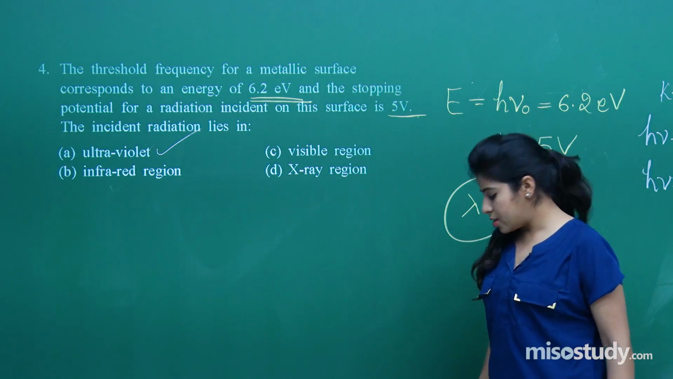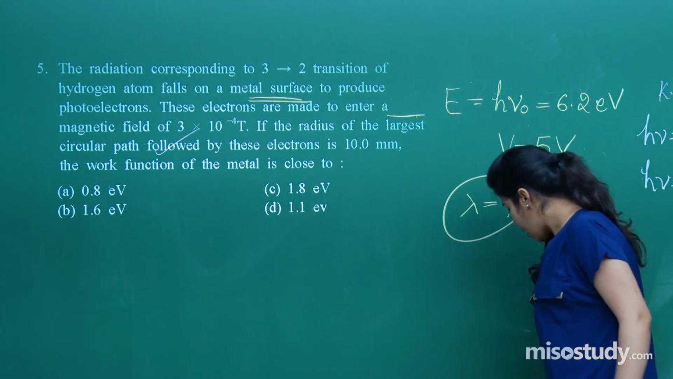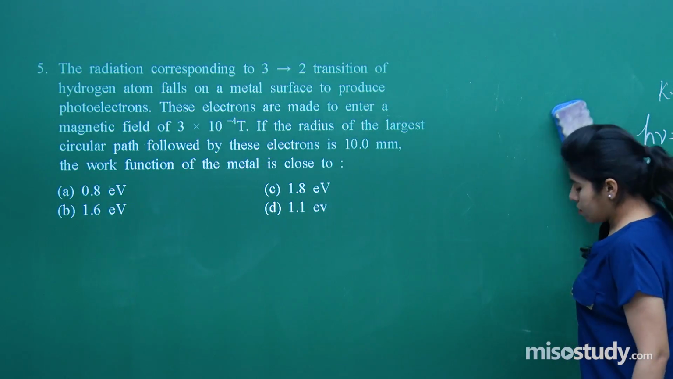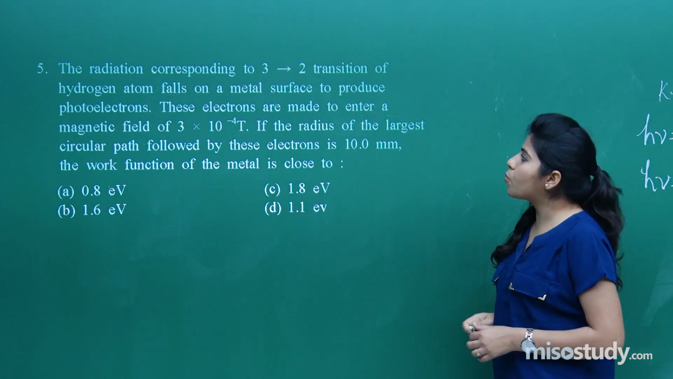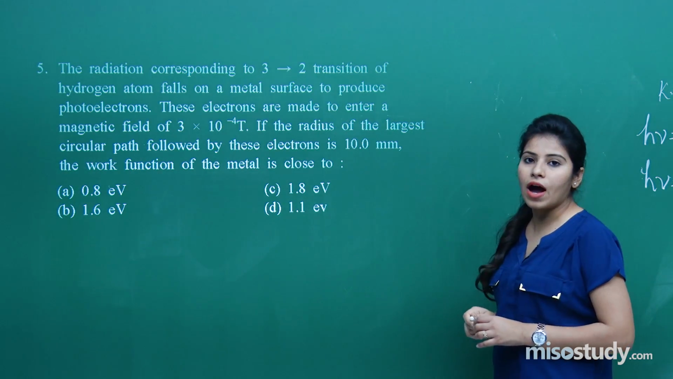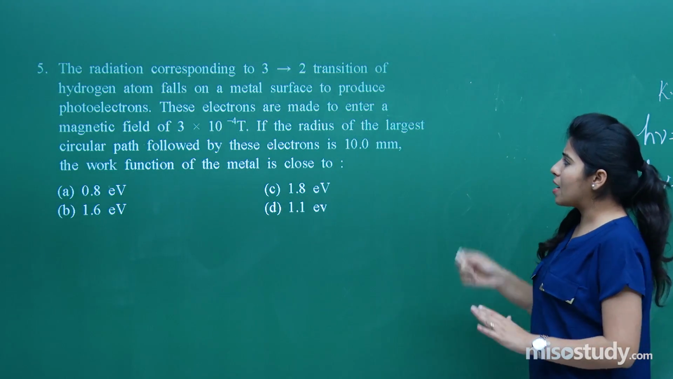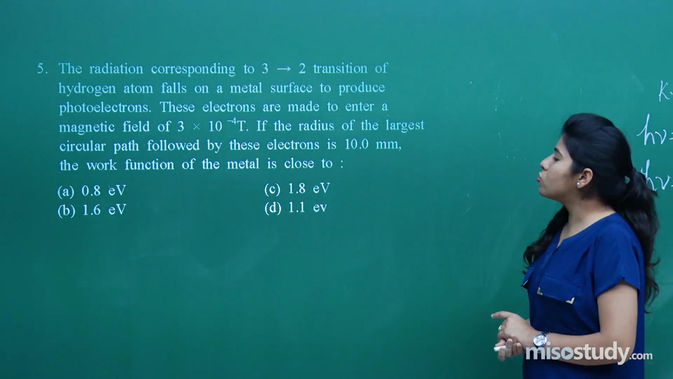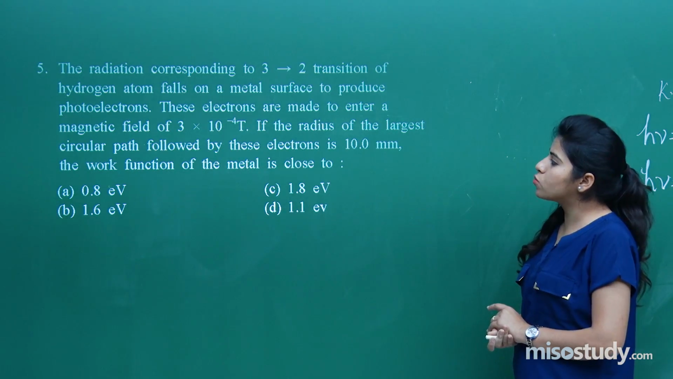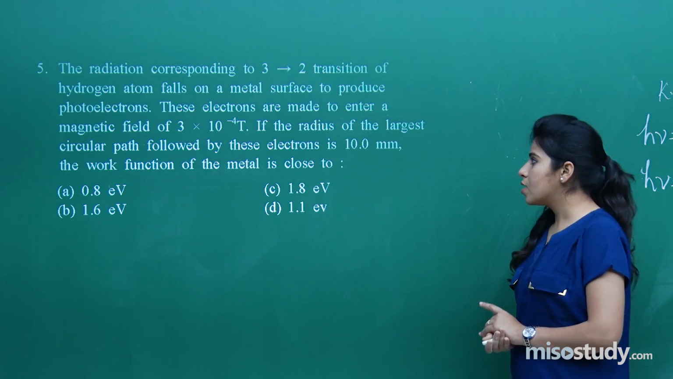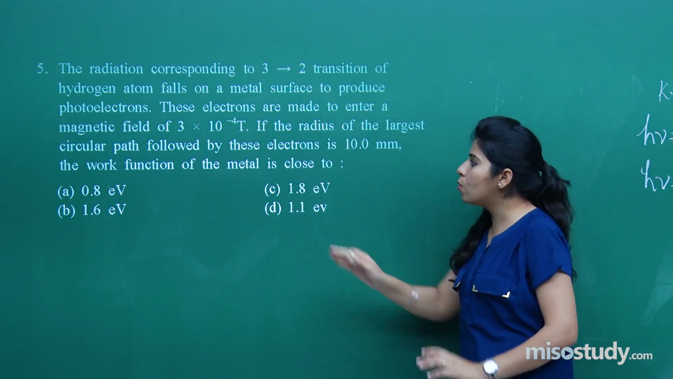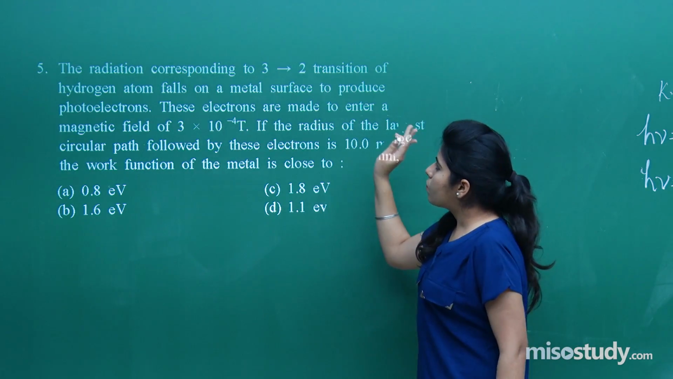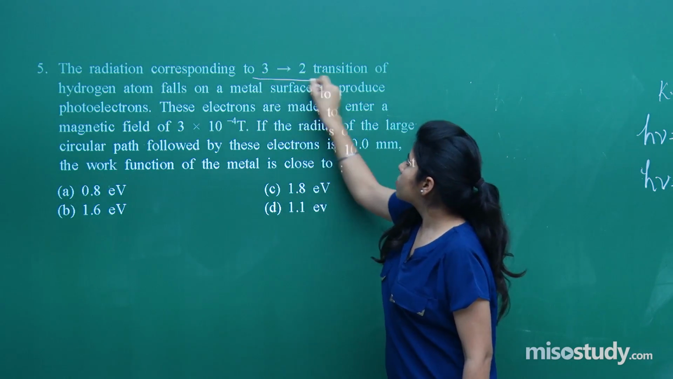Now, let me just move towards the next question. And the next question says that the radiation corresponding to 3 to 2 transition of hydrogen atom falls on a metal surface to produce photoelectrons. And these electrons are made to enter a magnetic field of 3 into 10 raised to the power minus 4 Tesla. If the radius of the largest circular path followed by these electrons is 10 millimeter, what is the work function?